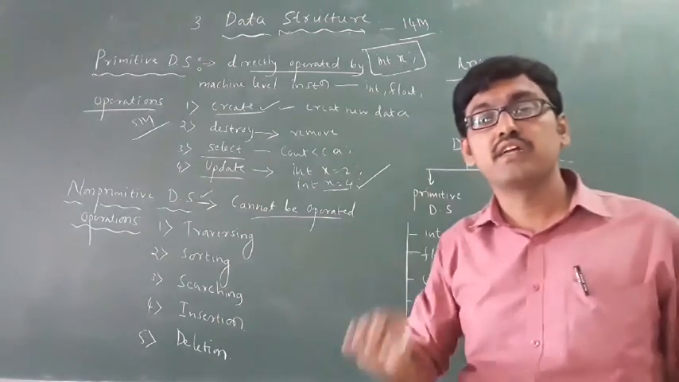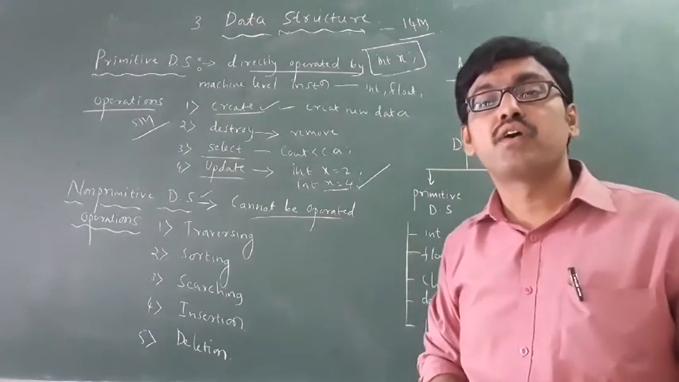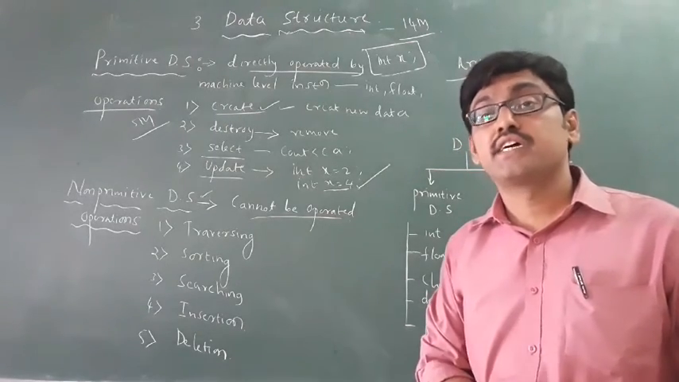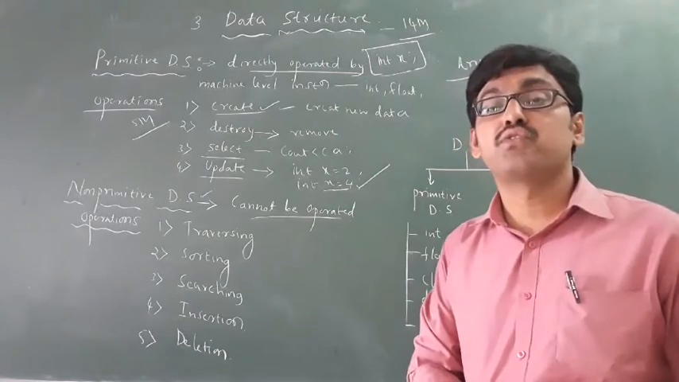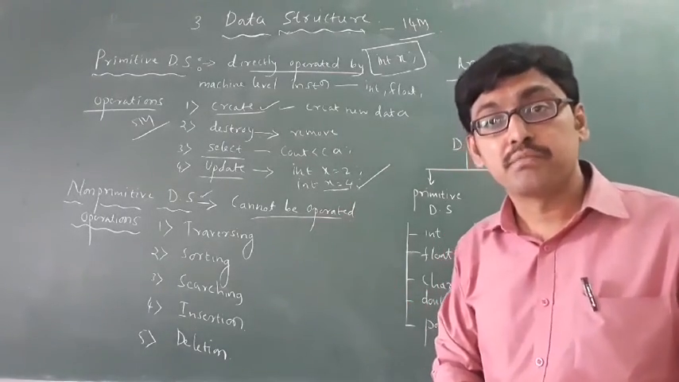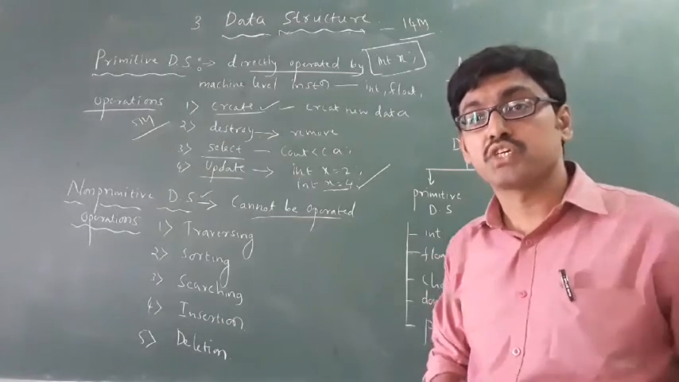This is a question: give any one example for non-primitive data structure. Array is the example for non-primitive data structure. See, non-primitive data structure can be written by using primitive data structure.